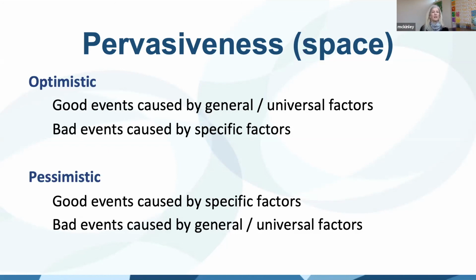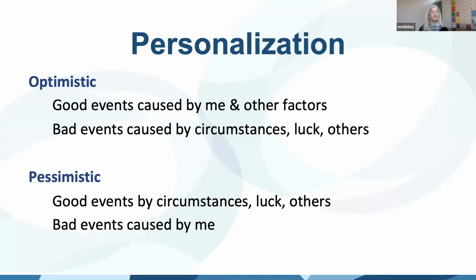Or if, again, these bad events are the circumstances, luck, others. And this is very similar, but it's more about the context than the specific event. And then personalization. So I have a link to taking a test where you're a pessimist or an optimist.